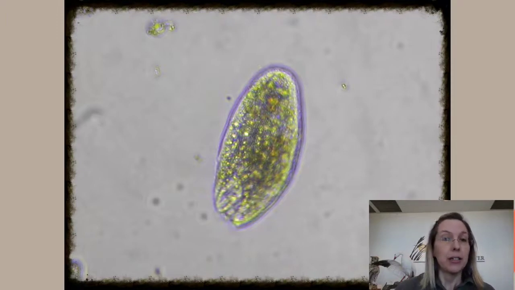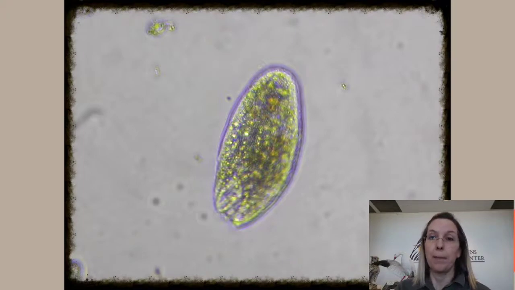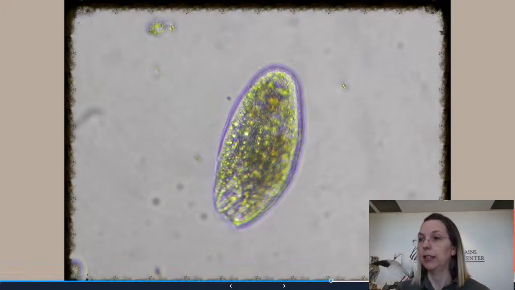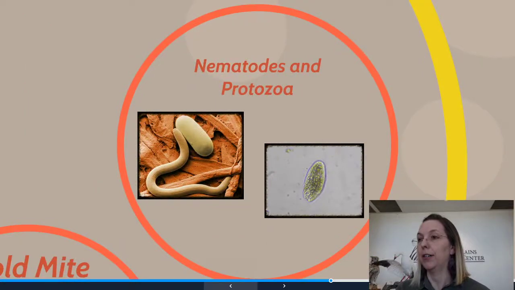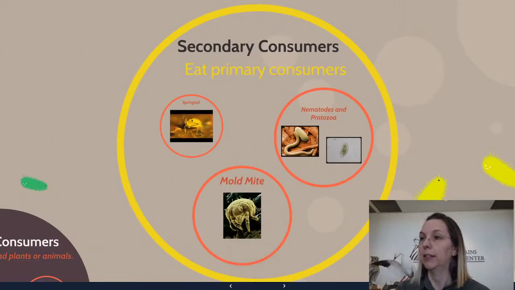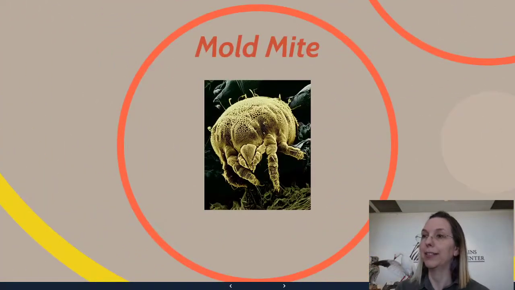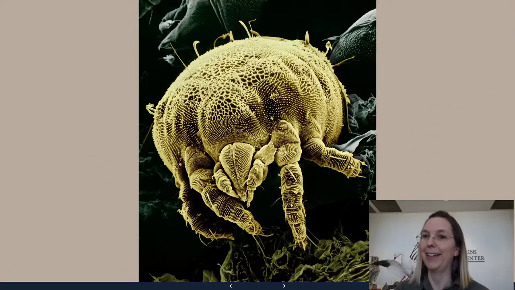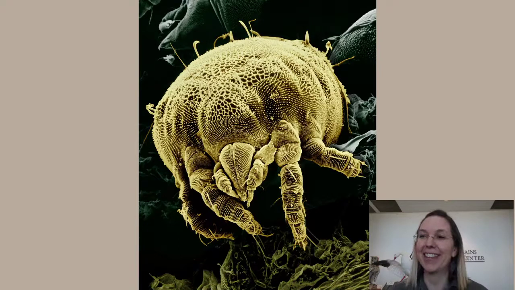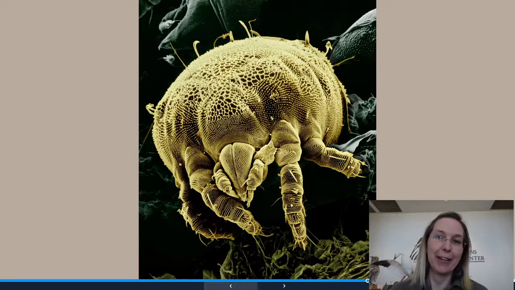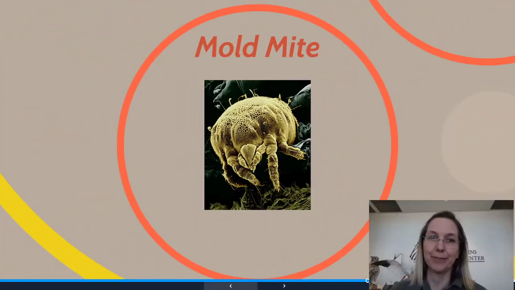They can stimulate decomposition of organic matter, and digest cellulose in the rumen of cows and termite guts. And the mold mite is next. Let's find the mold mite. Here we go. Isn't he cute? There we go. That's so cool. They feed on fungi. I think that's all I got about the mold mite. But that looks like an electron microscope picture there. Very cool.